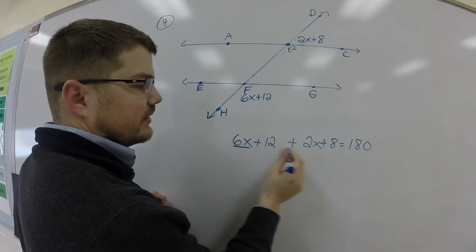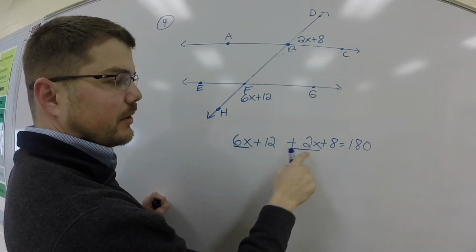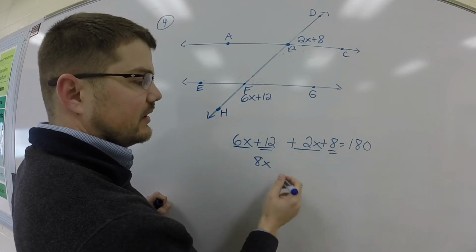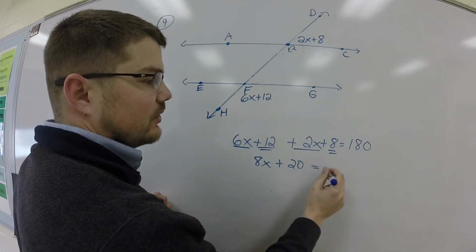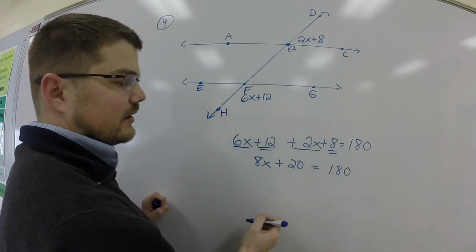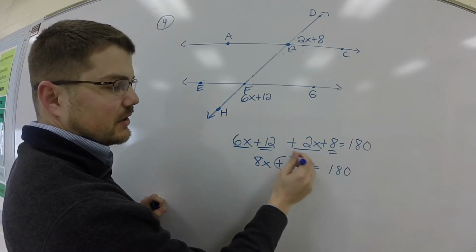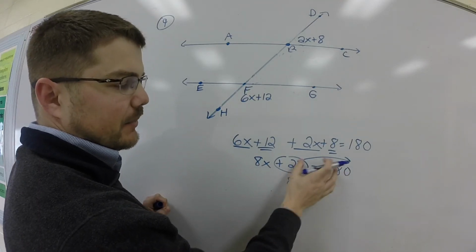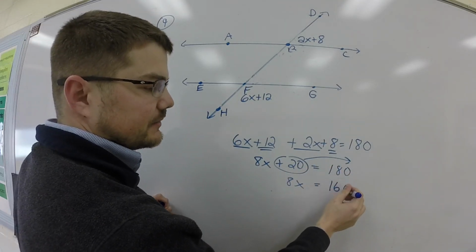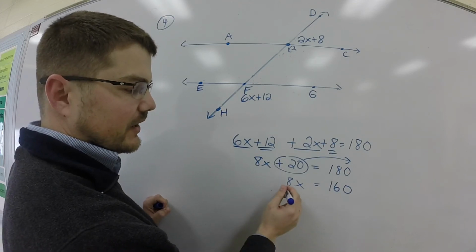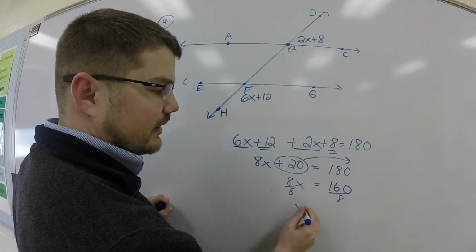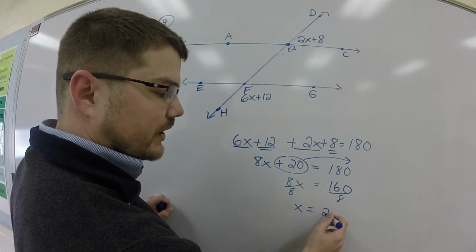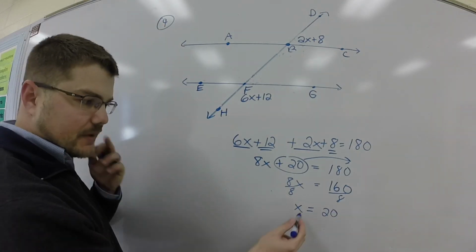Alright, combining our like terms, we have positive 6x, positive 2x is positive 8x. We have positive 12, positive 8 gives me positive 20, equals 180. Let's throw our number over. So 8x equals 180 minus the 20 gives me 160. Divide by 8. X is going to be 20. Alright. So x is 20.